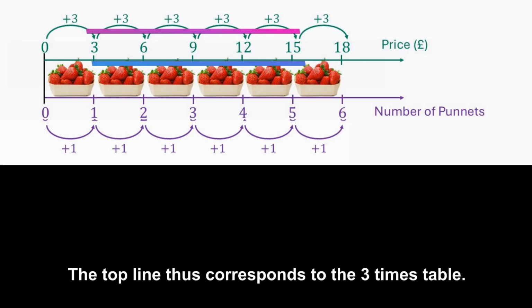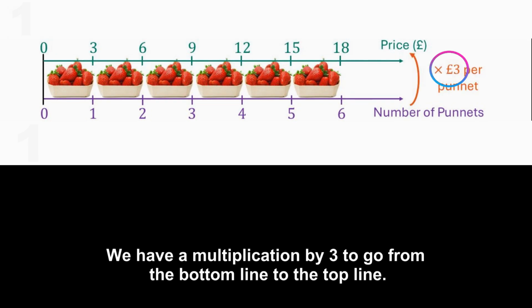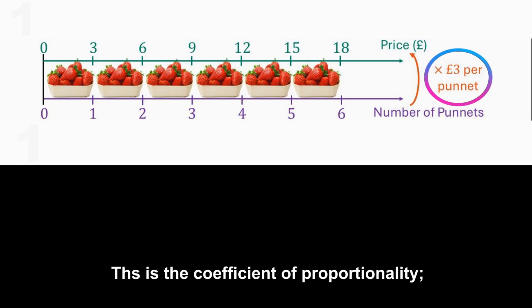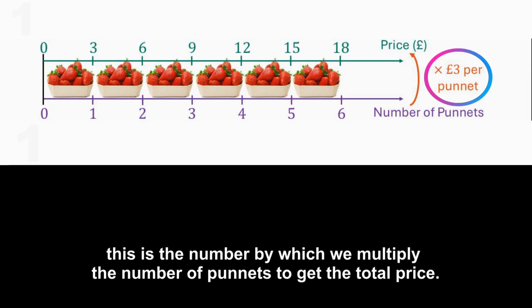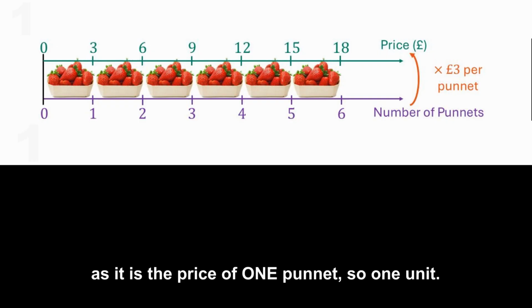The top line thus corresponds to the 3 times table. We have a multiplication by 3 to go from the bottom line to the top line. And the 3 in this particular context means £3 per punnet. This is the coefficient of proportionality. This is the number by which we multiply the number of punnets to get the total price. We can also call it the unit price, as it is the price of one punnet, so 1 unit.